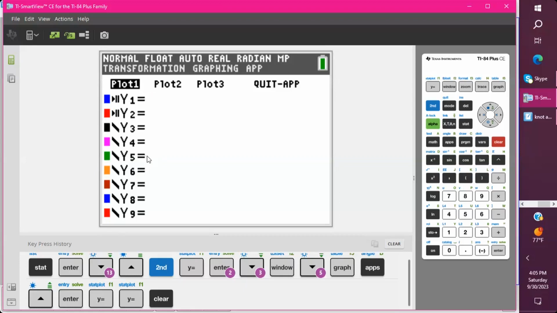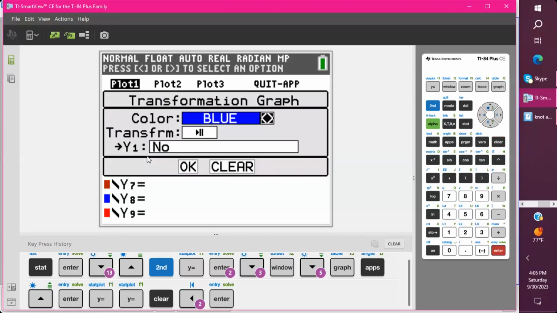If I go to the left of my Y1, I get a box around that funky symbol and my color, and I hit enter. Again, my scatter plot was in blue, so I'm going to change my color and use green for this. That's because it's the school colors, and I know what's in my slide. If I go down to where it says no for Y1, we'll talk about that in a minute.